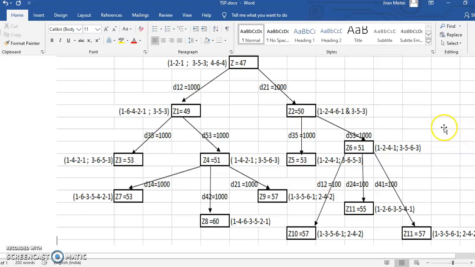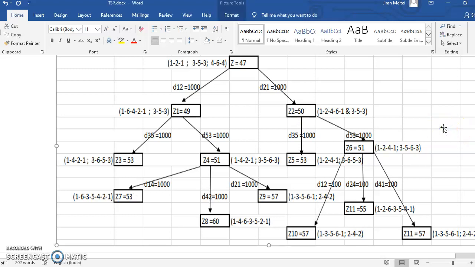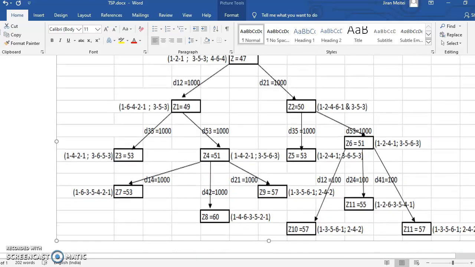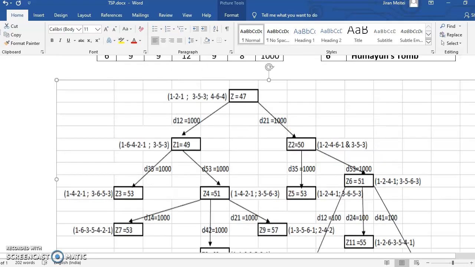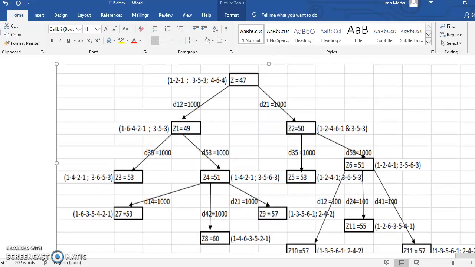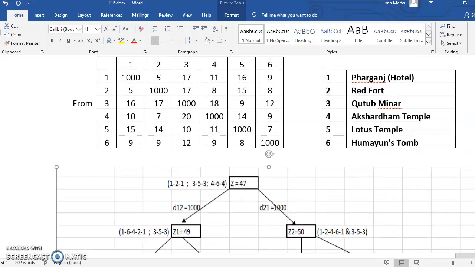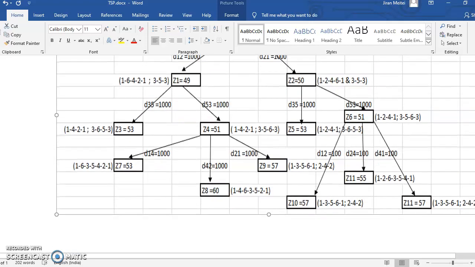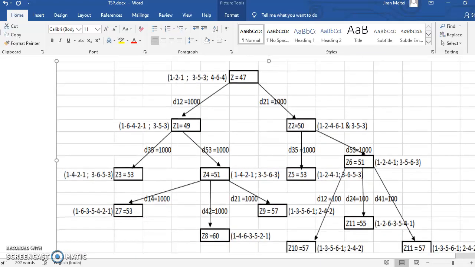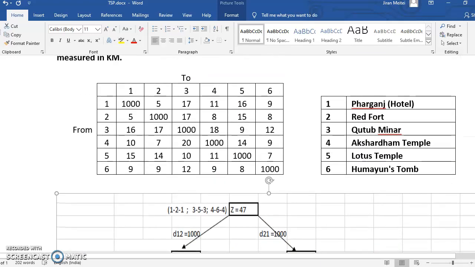So what is the salesman doing then? He's traveling from the hotel to Humayun. From Humayun he's traveling next to Qutub Minar. From Qutub Minar he should travel to Lotus Temple. From Lotus Temple he should travel to Amsterdam. From Amsterdam he should travel to Redford, and then finally come back to Parklands.